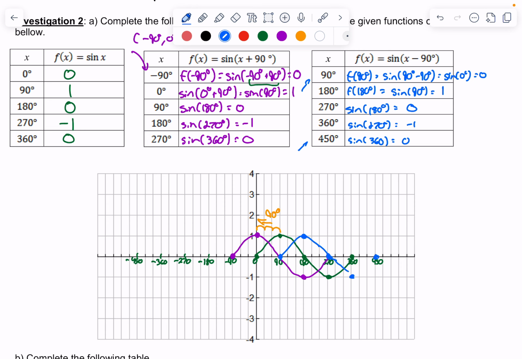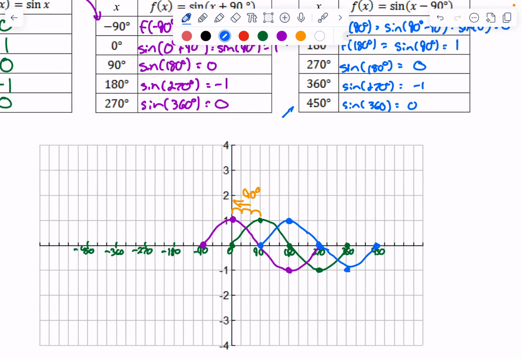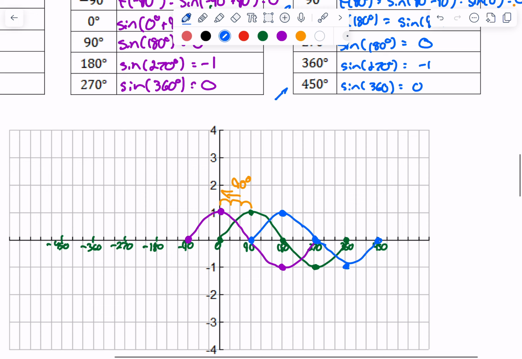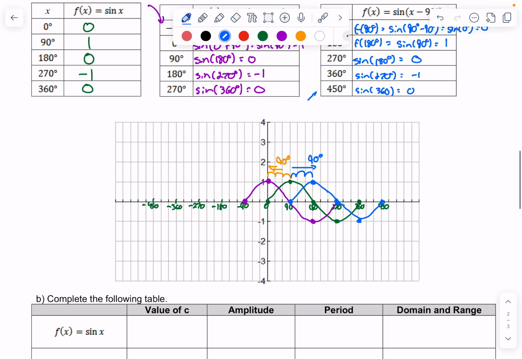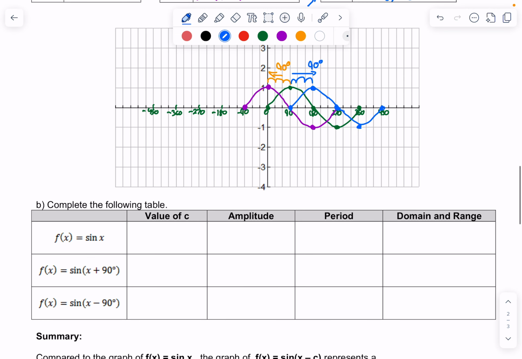There is your new function. And similarly, compared to the green one, notice how you've gone 1, 2, 3. You've gone 3 spaces, which is the same as 90 degrees on our scale. That's 90 degrees to the right. So yes, it is identical to what we did in quadratics. Let's fill in our chart here.